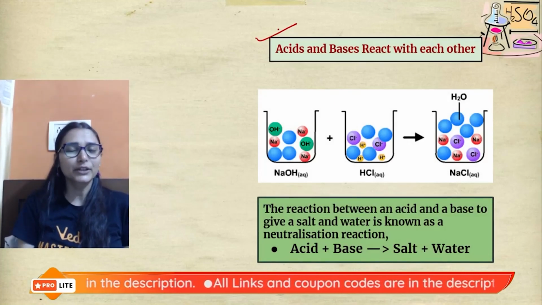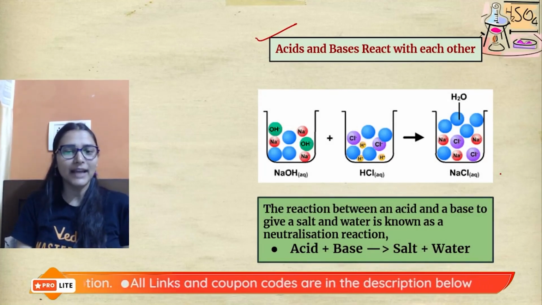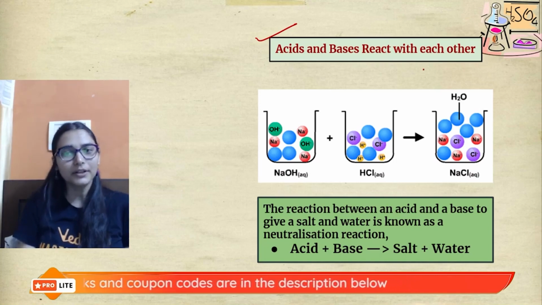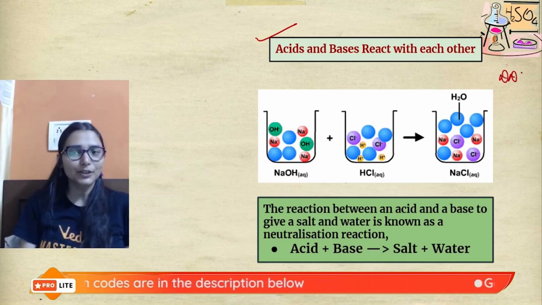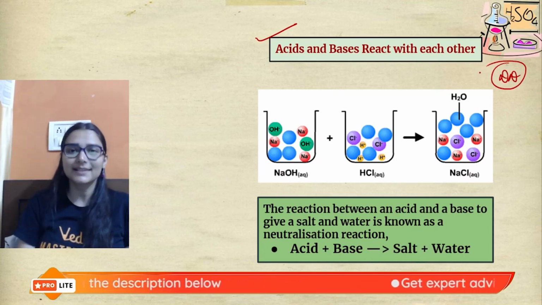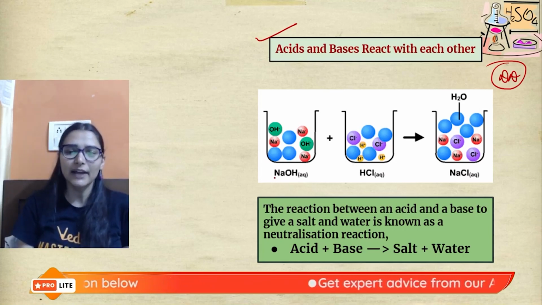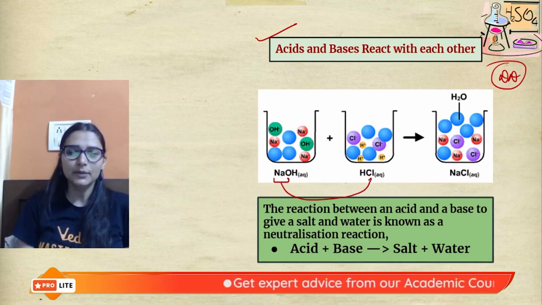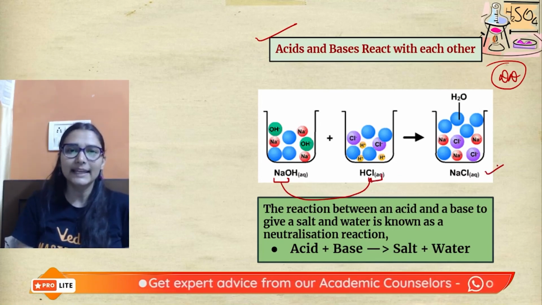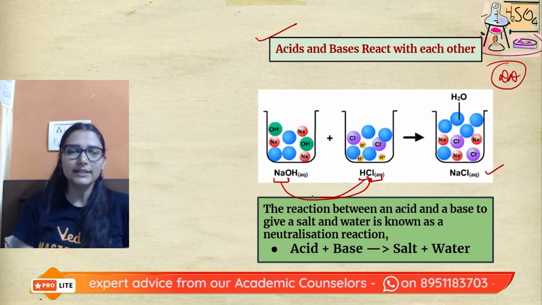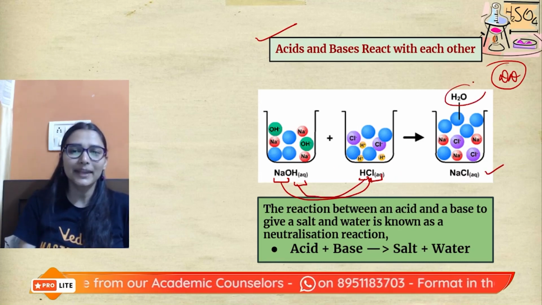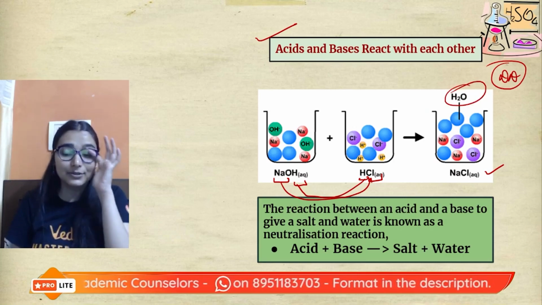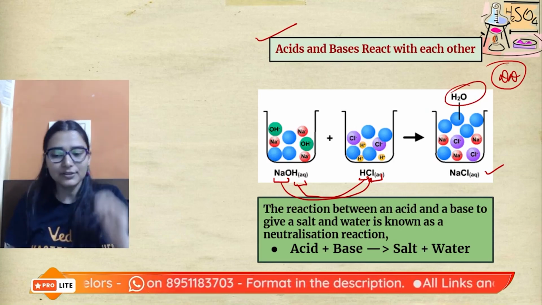Next, we have the simple neutralization reaction. Acid reacts with base to give salt and water. So you can make the product because they are a kind of double displacement reaction. Exchange the ions. Sodium ions combine with chloride to make NaCl. H plus ions combine with OH ions to make water. Right? So they are very simple reactions.